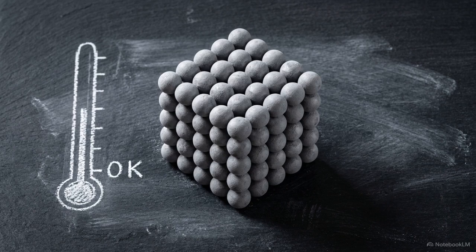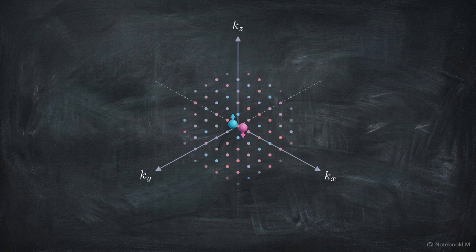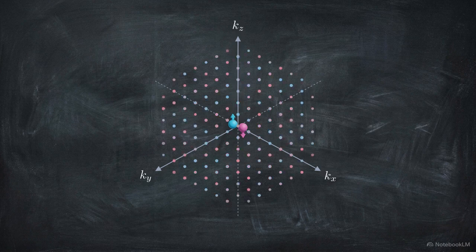At absolute zero, the system reaches its lowest energy configuration. While a classical gas would see all particles collapse to zero energy, the Pauli exclusion principle prevents this. The first two electrons, one spin up and one spin down, occupy the lowest energy state at the center of K-space. As more electrons are added, each pair fills the next lowest available energy state, stacking radially outward from the center, one layer at a time.